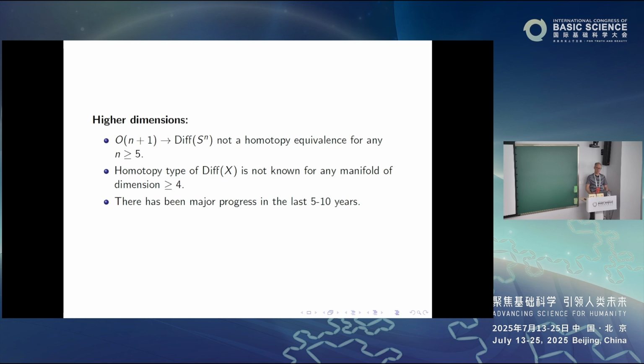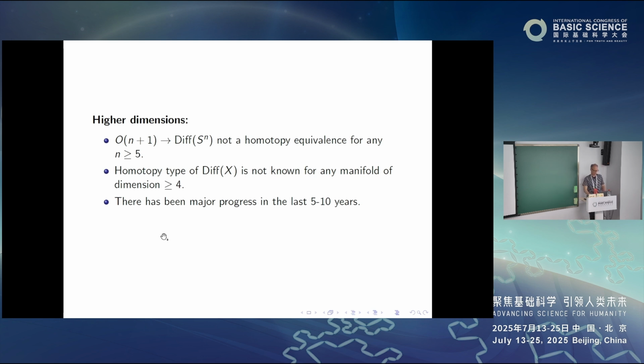Just mentioning in passing what happens in high dimensions. Well, the story kind of collapses in high dimensions. If you look at the corresponding statement in high dimensions, it's not a homotopy equivalence for any n at least 5. Also, the homotopy type of Diff is not known for any manifold of dimension 4 or higher. That said, there's been major progress in the last few years, due to Krannich, based on earlier work by others. So that's very encouraging.